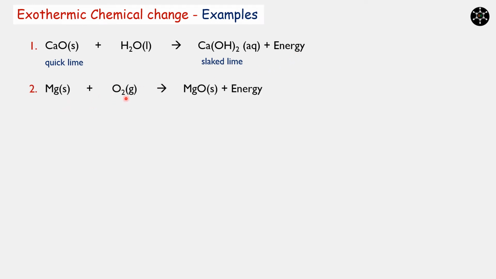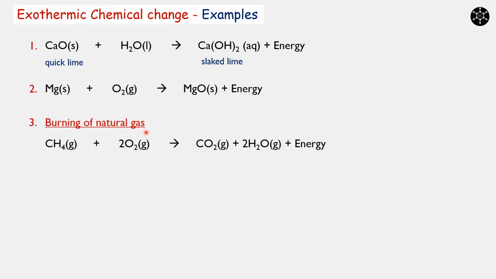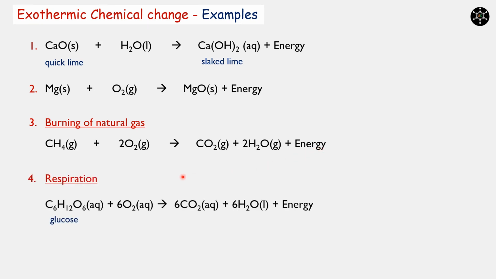Magnesium, when treated with oxygen, forms magnesium oxide plus energy. Burning of natural gas is also an example for exothermic change. Natural gas means methane. Burning means treating something with oxygen. When methane is made to react with oxygen, it forms carbon dioxide and water. Energy which is released in this reaction will be utilized for cooking and other purposes.